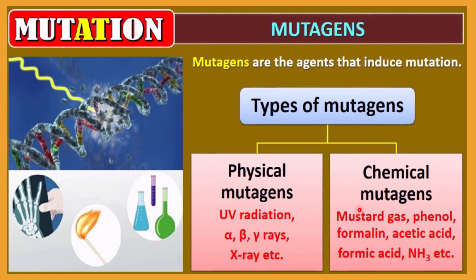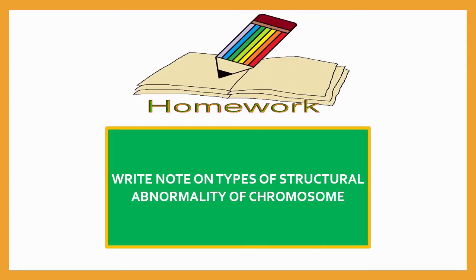Next are the chemical mutagens, which include mustard gas, phenol, formalin, acetic acid, formic acid, and ammonia. These are all chemical mutagens. These are all the responsible agents which may cause or induce mutation. You must remember the types of mutagens along with these examples. This is your homework for today's lecture.